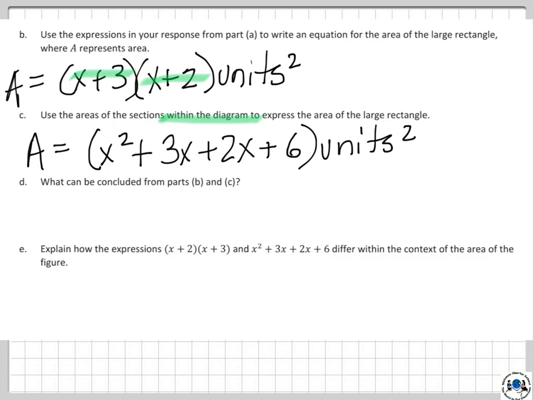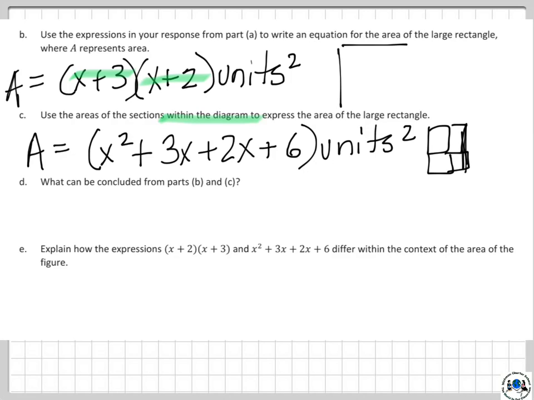So as you can see, there's just two different ways to express the area, the way to calculate the area of that larger rectangle. One using the outer dimensions, the length times the width. And in this case, we've used the inside sections, the individual sections within the rectangle.